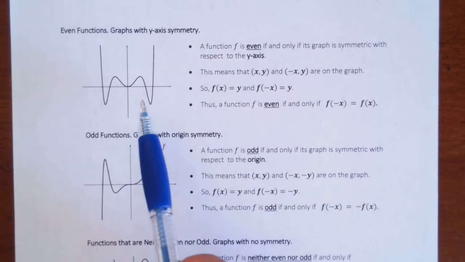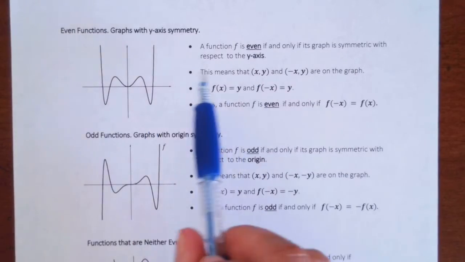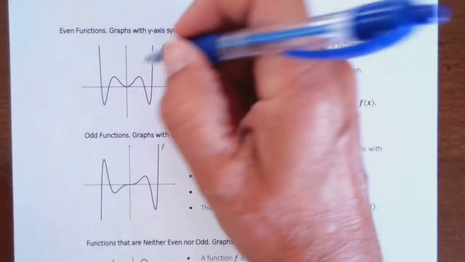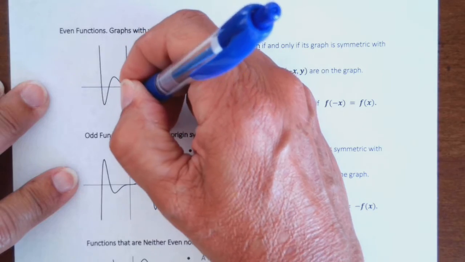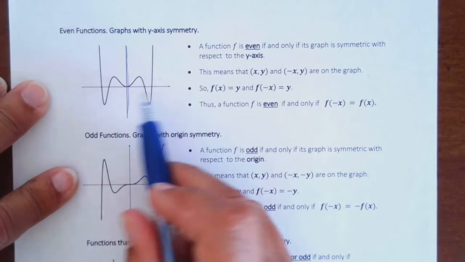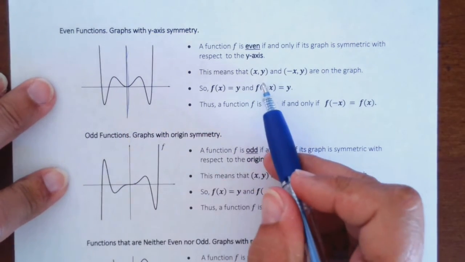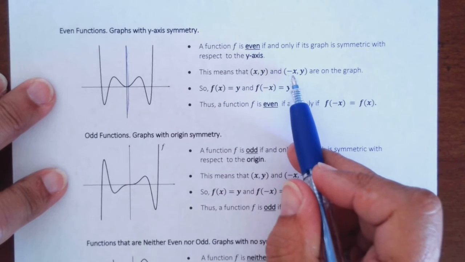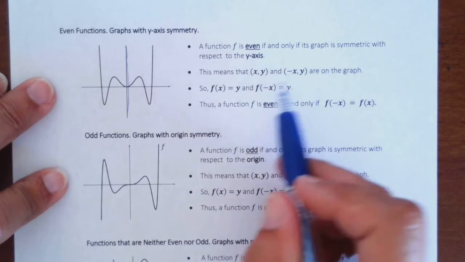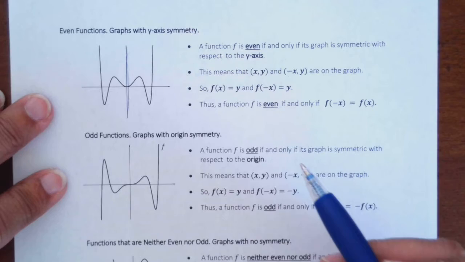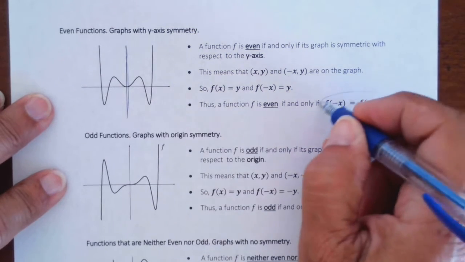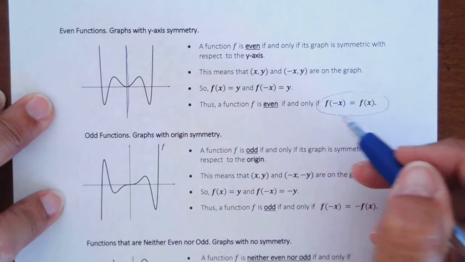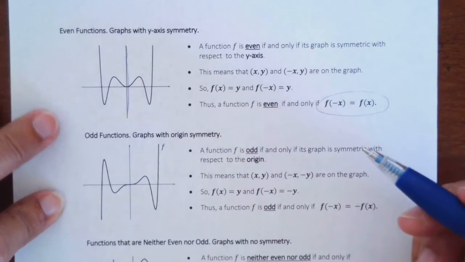All right, so even functions, again, they're symmetric to the y-axis. So if you look at this graph and fold your paper right there on that line, both sides look identical. So we've just talked about that you just replace the x with the negative, y stays the same. This is the function notation for that. And then this is what we're going to do for the algebra part, which is kind of important, okay? But just so you know.